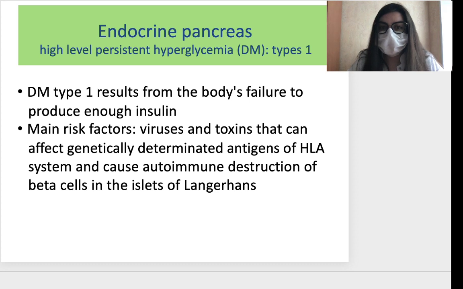What about type 1 diabetes mellitus? It results from the body's failure to produce enough insulin. Yes, it is insulin deficiency. The main risk factors are viruses and toxins that can affect genetically determined antigens of the HLA system and cause autoimmune destruction of beta cells in the islets of Langerhans.